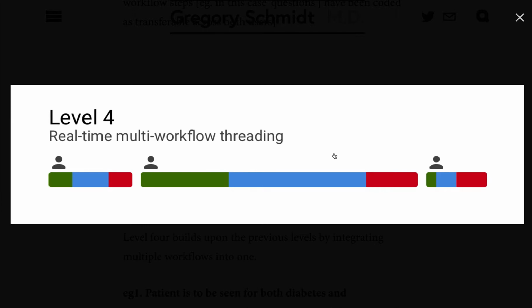But you don't want to have to complete each of these workflows independent of each other. What you want is to have the system automatically, in real time, thread the diabetes and hypertension workflows together into one single workflow, and then use the previous level, level 3, of real-time load balancing to take that one integrated diabetes hypertension workflow and divide out the work as required among the different people available in the clinic based on resources available.